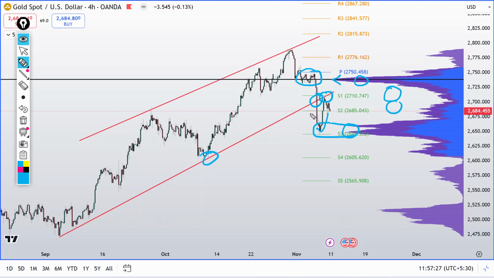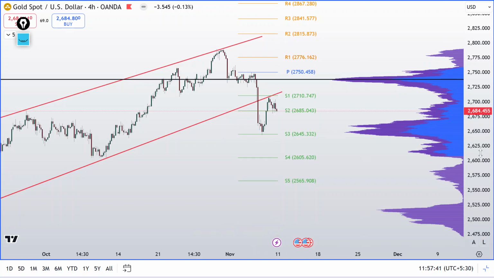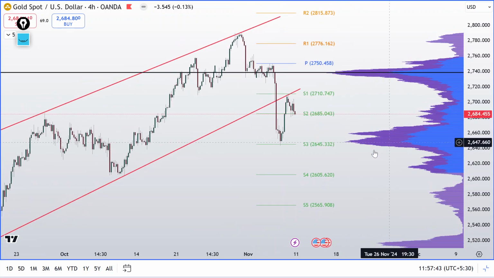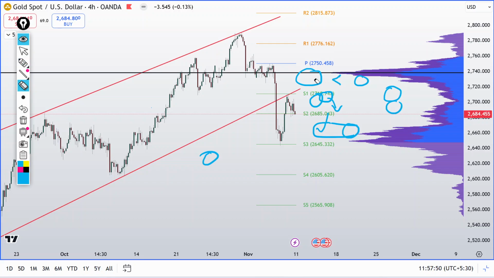I shared this the next day on the Telegram channel, and I was expecting that price could move down, and currently you can see price is moving into the downside. So as per the 4-hour time frame, if we zoom in, you can see we can expect further decline.